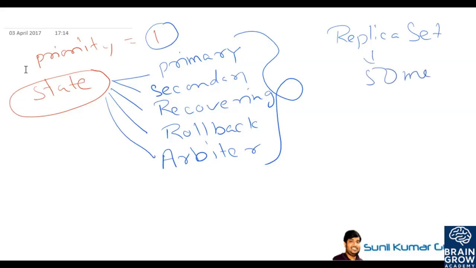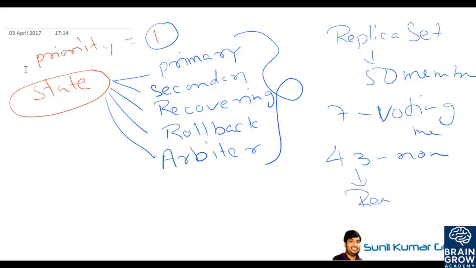50 members, because it can have only 7 voting members, and the rest we can have as non-voting, right? So that's an important thing for the replica set if you want to have more members. And these can have read-only privileges, so you can read the data from the replica set through non-voting members. So that's one thing.